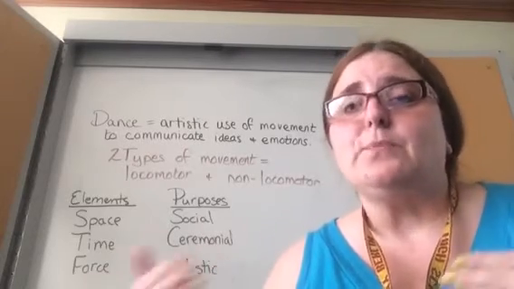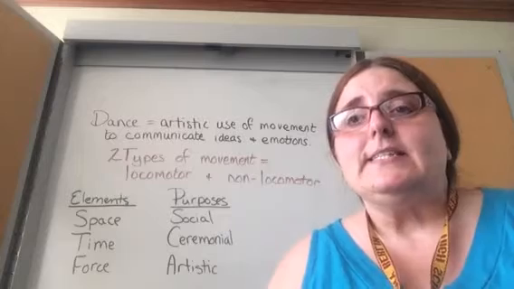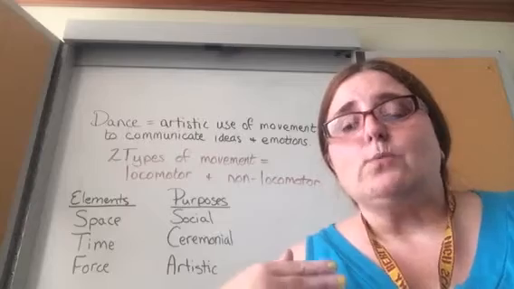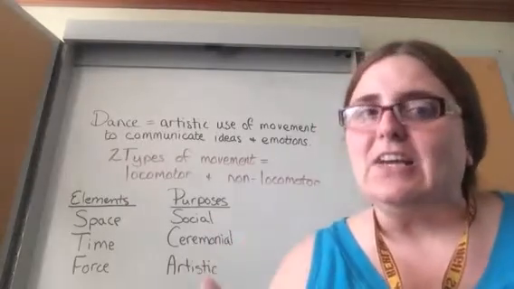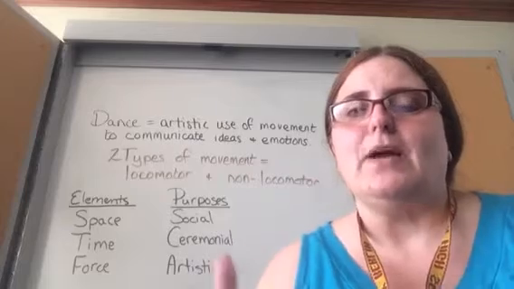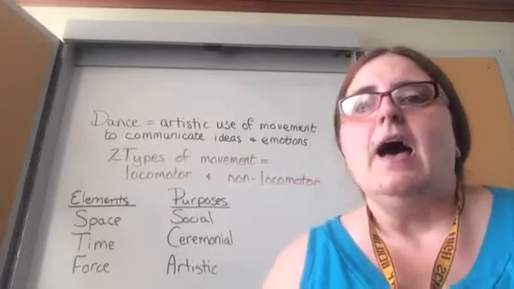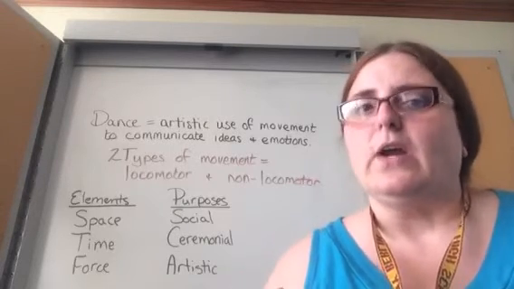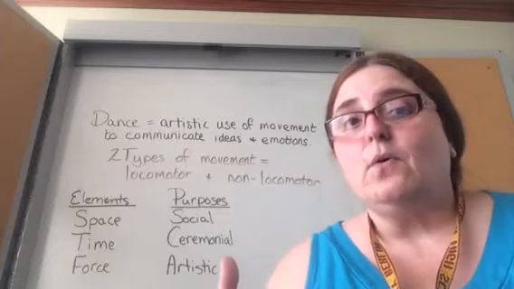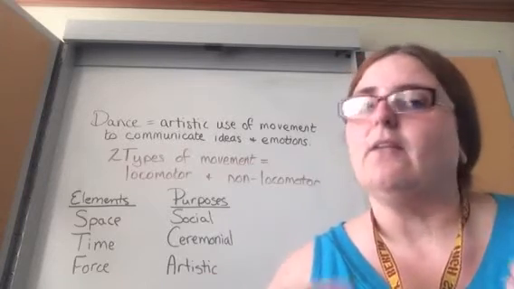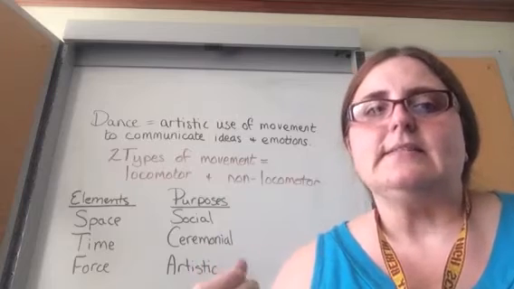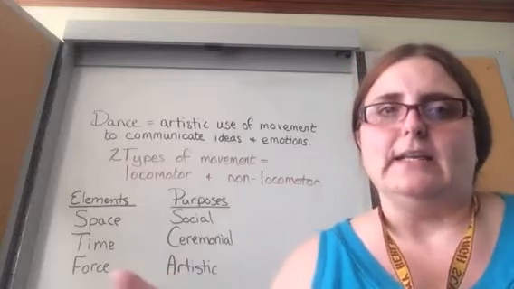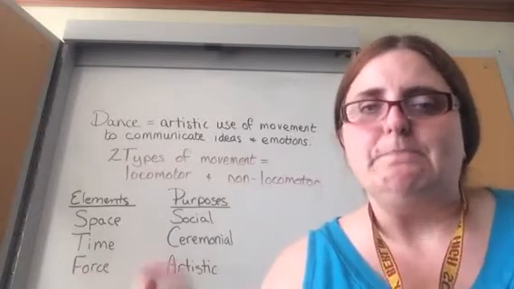And finally, the last purpose of dance is artistic. Artistic dance is dance that's meant to be enjoyed by an audience, and the audience watches to observe and appreciate the skill of the dancer. Artistic dance is all about showing off the dancer's skill. And very often, artistic dance involves very intricate and difficult choreography. So an example of artistic dance would be classical ballet, tap dance, jazz dance, anything that's meant to be appreciated by an audience, where an audience would sit in a theater and watch it.